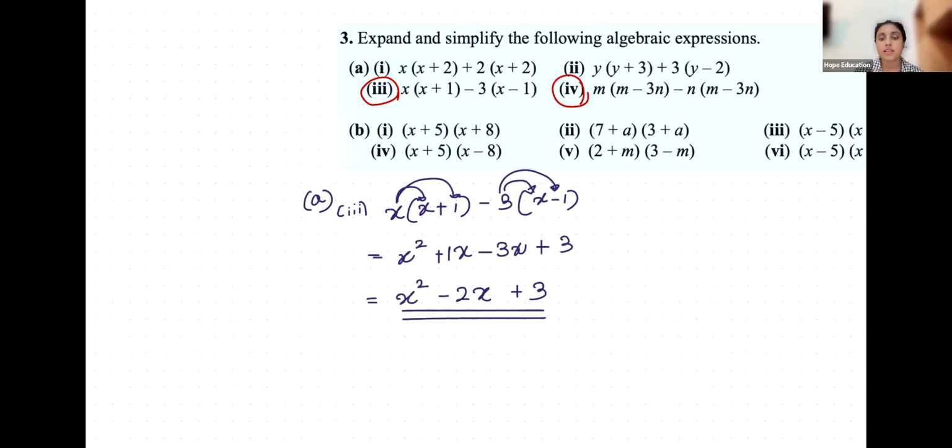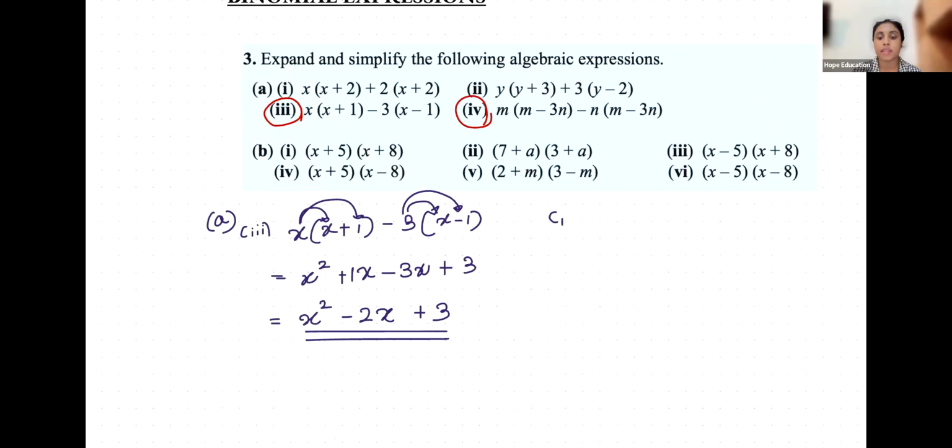Okay, I'll discuss the fourth Roman number in another minute. So quickly do only the fourth Roman number, which I have circled in red.